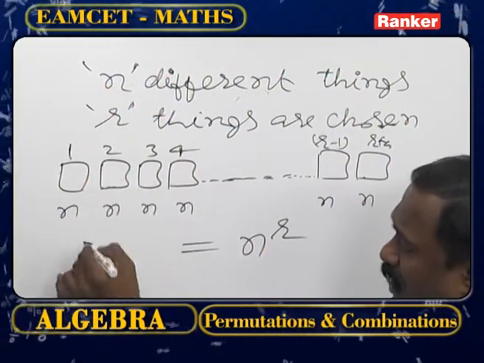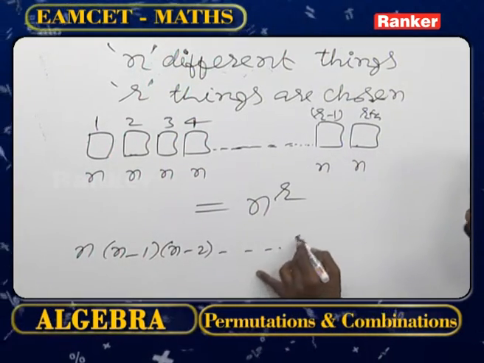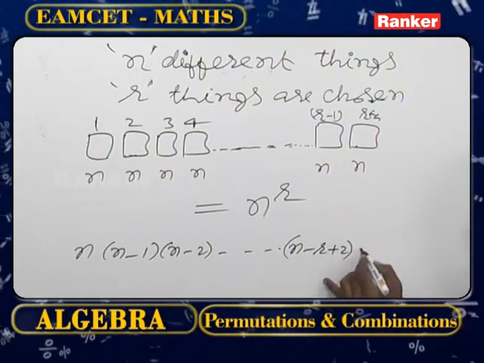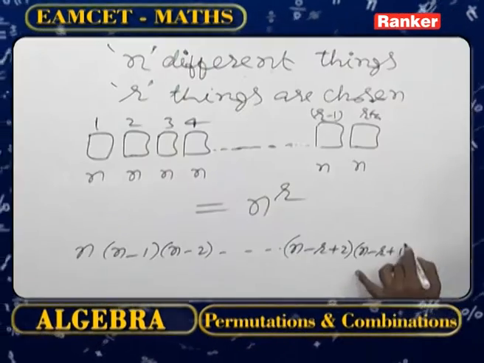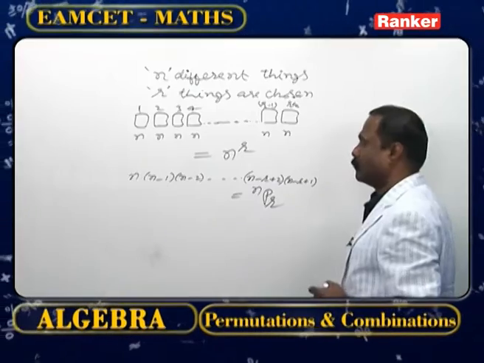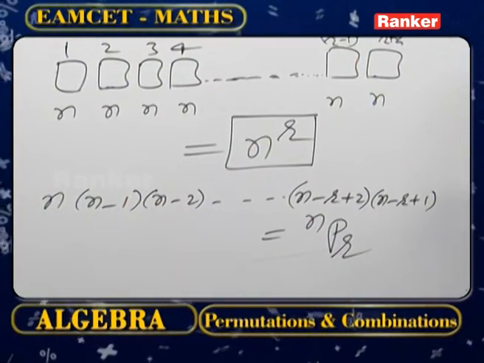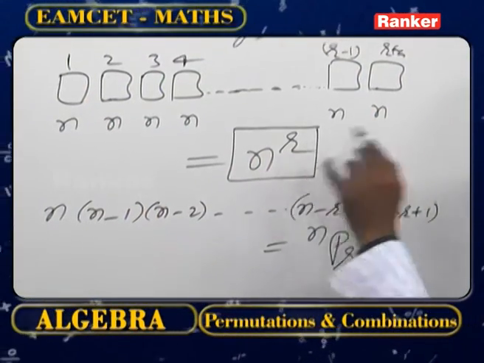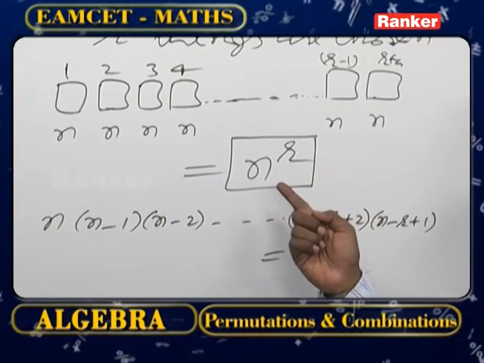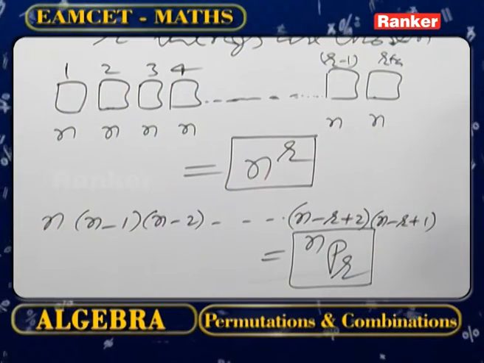If it is without repetition, n, n minus 1, up to n minus of r plus 2 into n minus of r plus 1, which we derive to be nPr. So what I understand by this is that n power r is the total number of arrangements without any restriction, or with repetition. And nPr is the total number of arrangements without repetition.